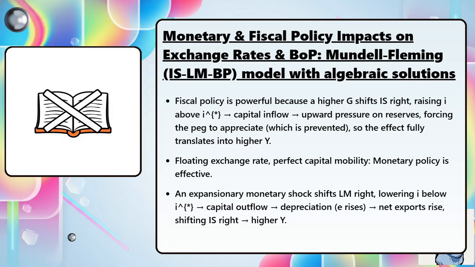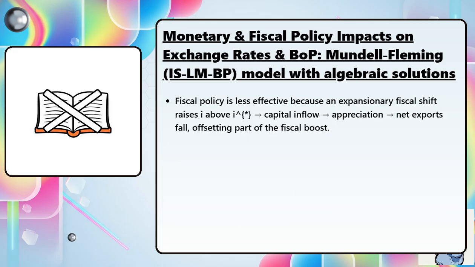An expansionary monetary shock shifts LM right, lowering i below i*, leading to capital outflow, leading to depreciation, E rises, leading to net exports rise, shifting IS right, leading to higher Y. Fiscal policy is less effective because an expansionary fiscal shift raises i above i*, leading to capital inflow, leading to appreciation, leading to net exports fall, offsetting part of the fiscal boost.